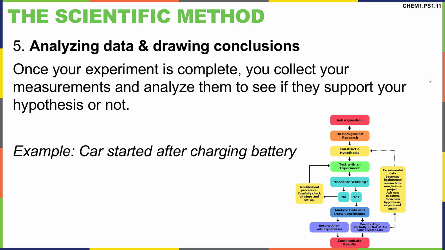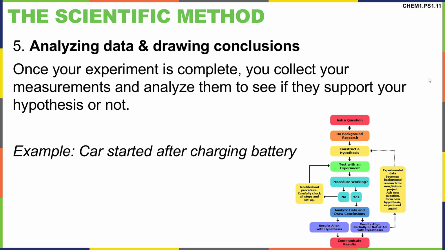But say it does work. You analyze your data and you draw conclusions. Once your experiment is complete, you collect your measurements and analyze them to see if it supports your hypothesis, right? So the car started. That means your hypothesis was correct. It means that you had a bad battery. You performed the proper test to determine if your hypothesis was true or not. And it turns out your hypothesis was right.